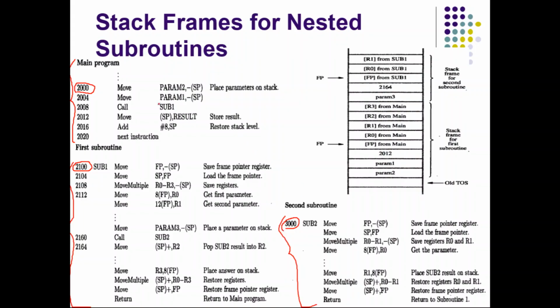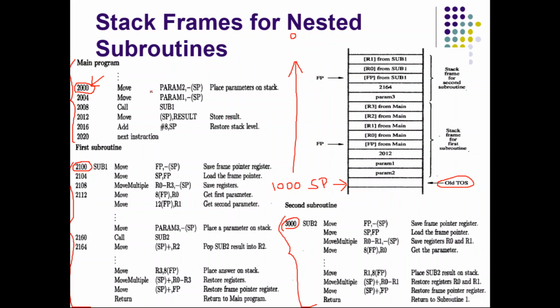Before executing this instruction at 2000 in the main program, the stack pointer is pointing here. SP is here. This is the old TOS, that is, the original top of stack. For our convenience, let us assume this address as 1000. And you know that the stack grows from higher address to lower address, so it grows in this direction, towards 0.